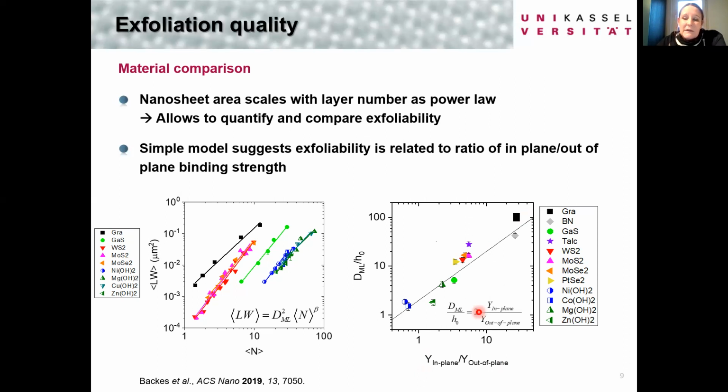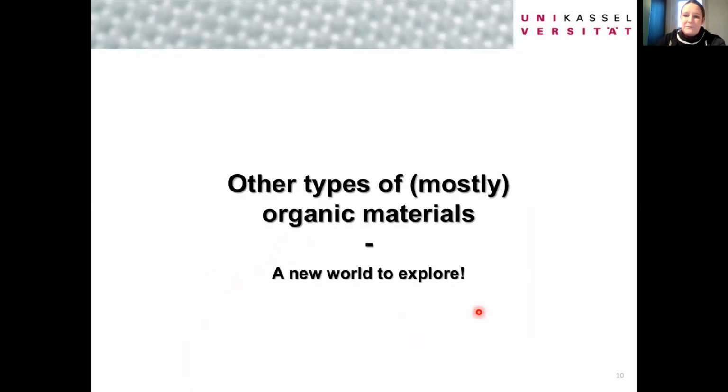So this really means that how well we exfoliate, how large our sheets are for a given thickness, is determined by the crystallographic structure of the material. It's a material property. It's not governed by the exfoliation process. We've done a lot of work trying to confirm this, and we believe that so far that's really the main part of the exfoliability in the liquid phase.